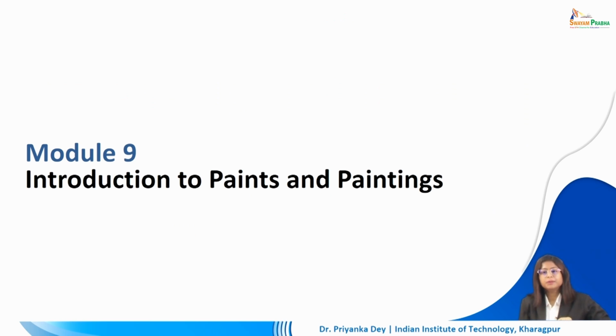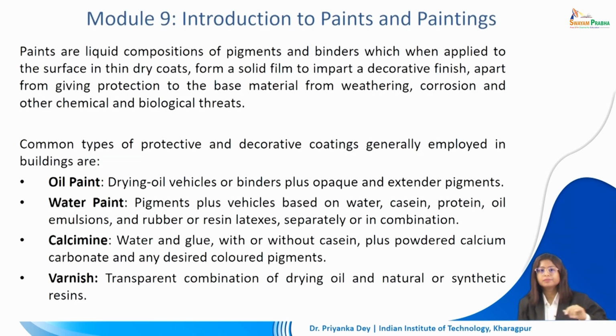After we are done with our plastering and pointing, we would have to go for painting of our buildings. Now paints are liquid compositions of pigments and binders which when applied to the surface in thin dry coats form a solid film to impart a decorative finish, apart from giving protection to the base material from weathering. Now common types of protective and decorative coatings include oil paint.